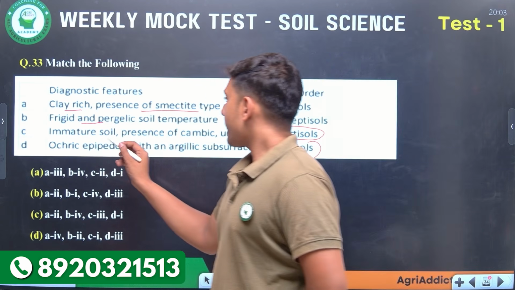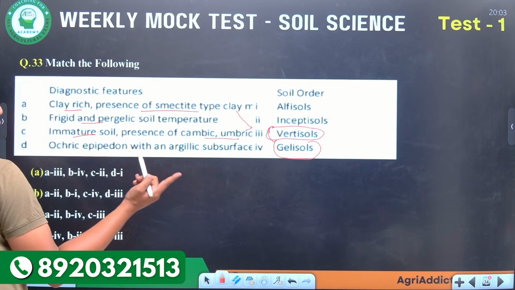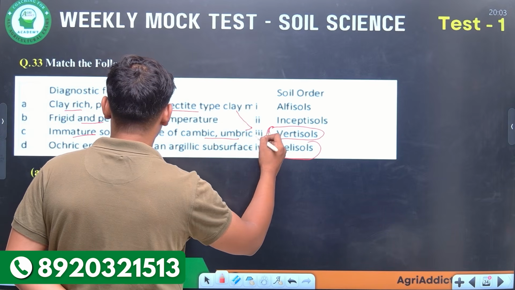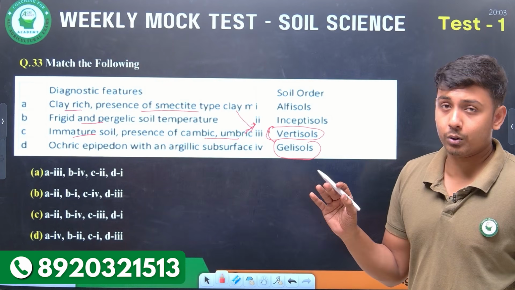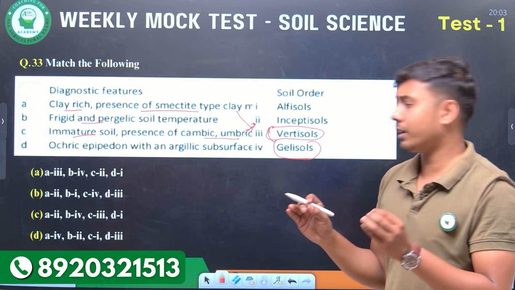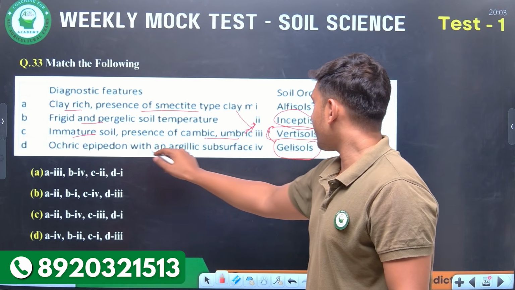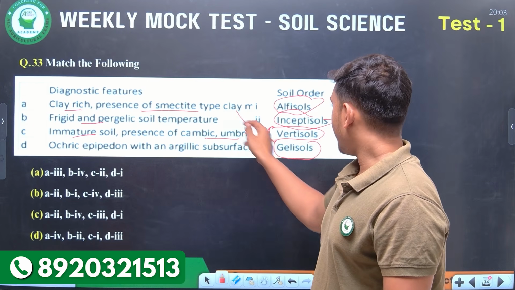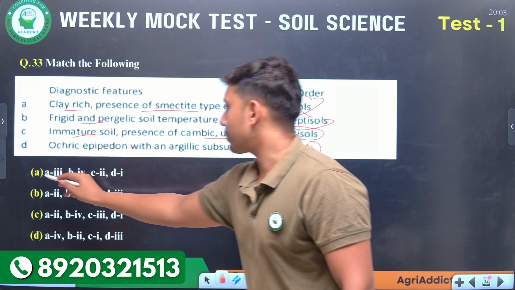Then comes the immature soil, presence of cambic horizon. Immature soil, that is recently matured or very less matured, we all know that inceptisol is that. When there is no maturity, the very new soil, that is entisol, but slight maturity is there, that can be categorized as inceptisol. Then ochric epipedon with an argillic subsurface, obviously alfisol. So the option will be A3, B4, C2 and D1.